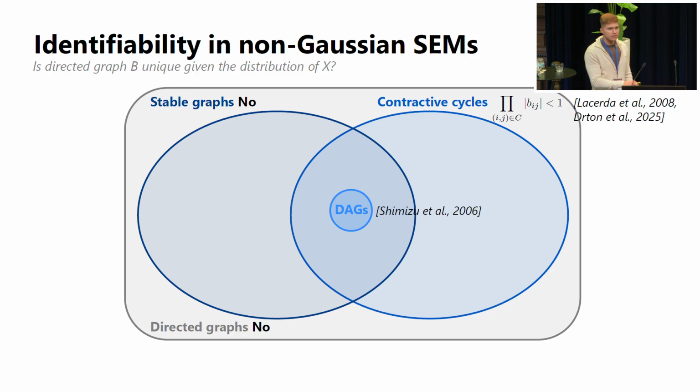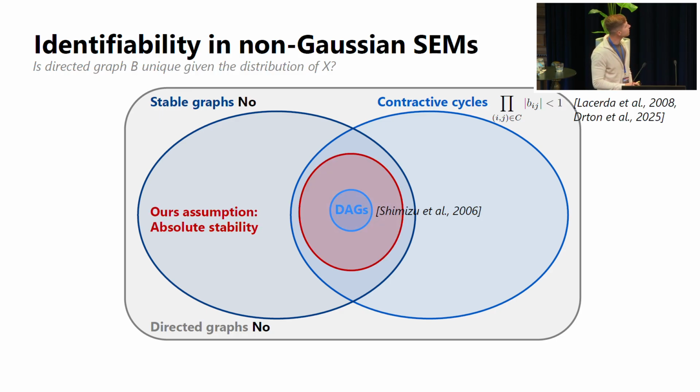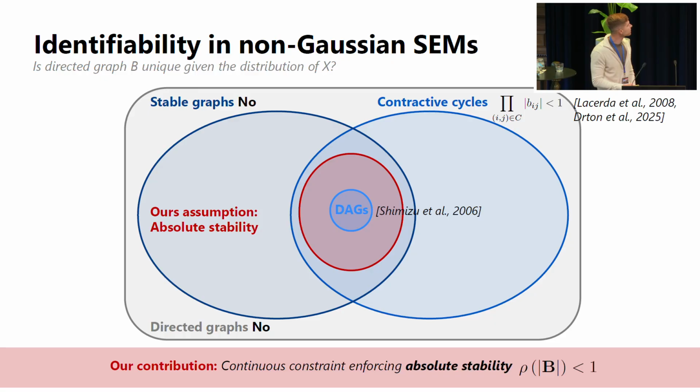So our solution lies somewhere in the middle. We impose absolute stability that enforces both stability and contractive cycles at the same time. Note that these two properties in general are different, and none implies the other. So formally, the absolute stability constraint is promoting the spectral radius of the entry-wise absolute B to be less than 1.